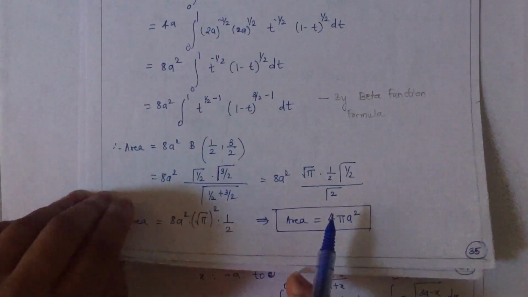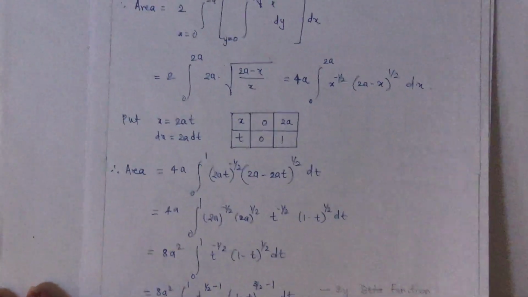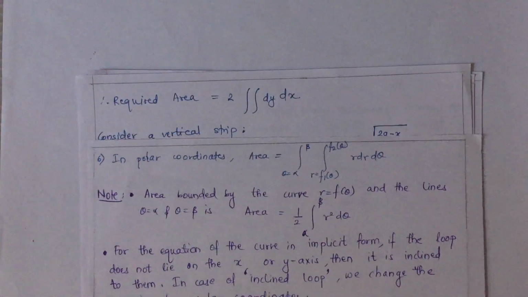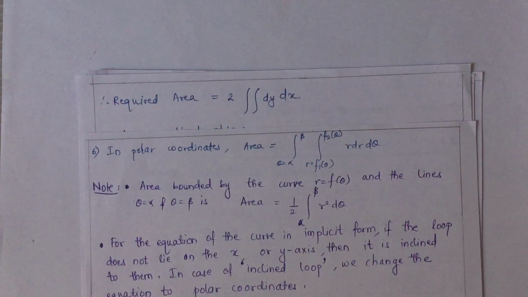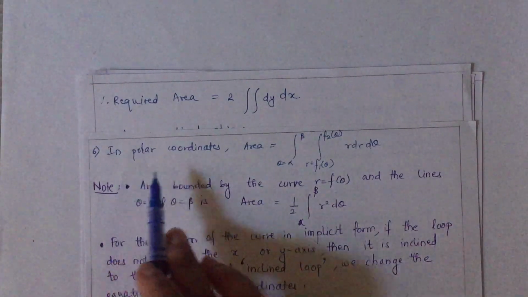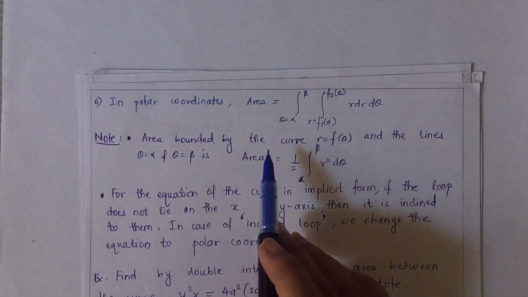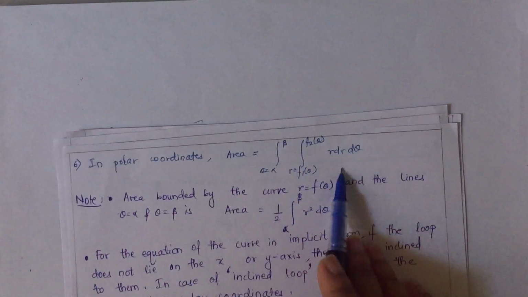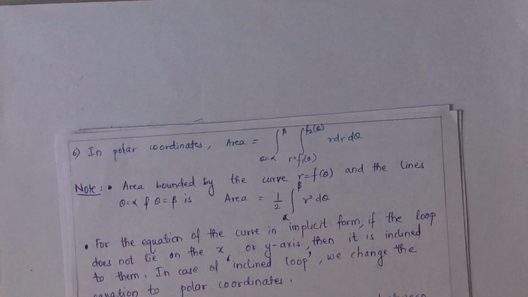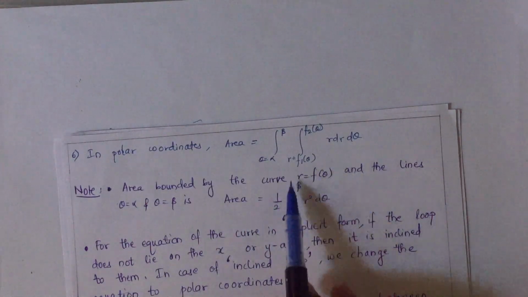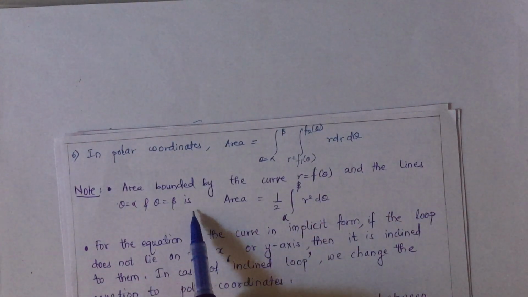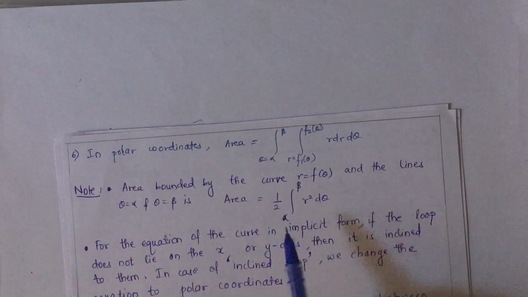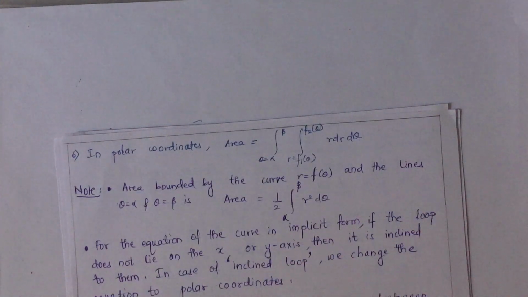Now, this we have seen is a Cartesian equation. What will be the condition when we are looking at polar? That also we should know. In polar, dx dy will be replaced by r dr d theta. For polar coordinates, the area formula will be the integral with theta from alpha to beta and r from f1(theta) to f2(theta) of r dr d theta. If the area is bounded by a curve f(theta) and the lines theta equal to alpha and theta equal to beta only, then the area is half times the integral from alpha to beta of r squared d theta.